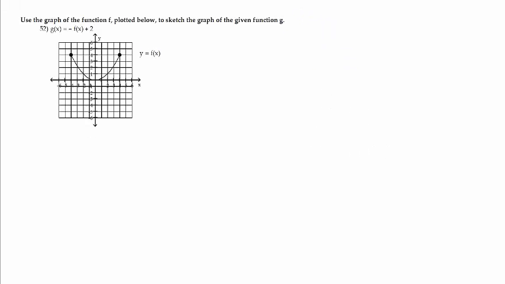Number 52, use the graph of the function f plotted below to sketch the graph of the given function g of x. So here I've got this unknown function, but I do know about the transformations. So let's talk about that. I have g of x is equal to negative f of x plus 2. So what do these mean? Well, this negative right here tells me I'm going to have to flip it vertically. And I'll flip it upside down.